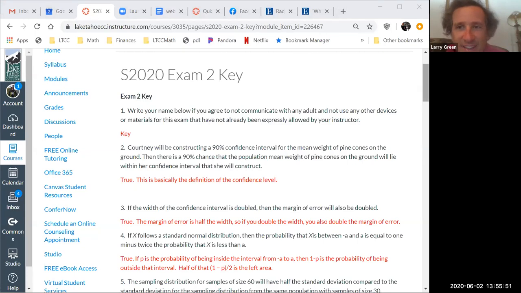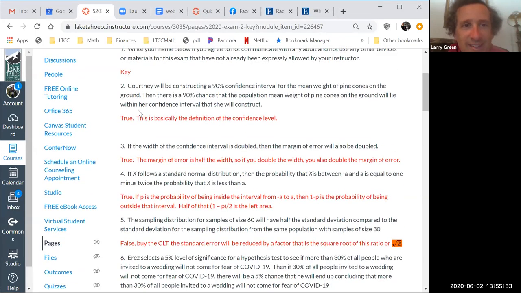Okay, so the first one is: Courtney will be constructing a 90% confidence interval for the mean weight of pine cones on the ground. There is a 90% chance that the population mean weight of pine cones on the ground will lie within her confidence interval that she will construct. Okay, and this is what confidence levels are all about.